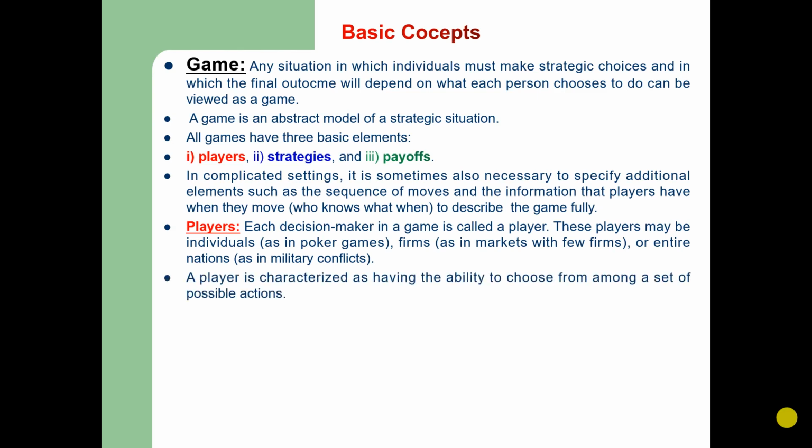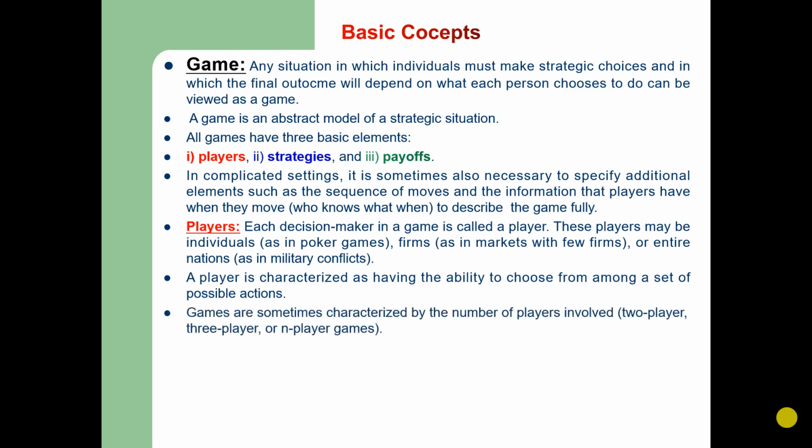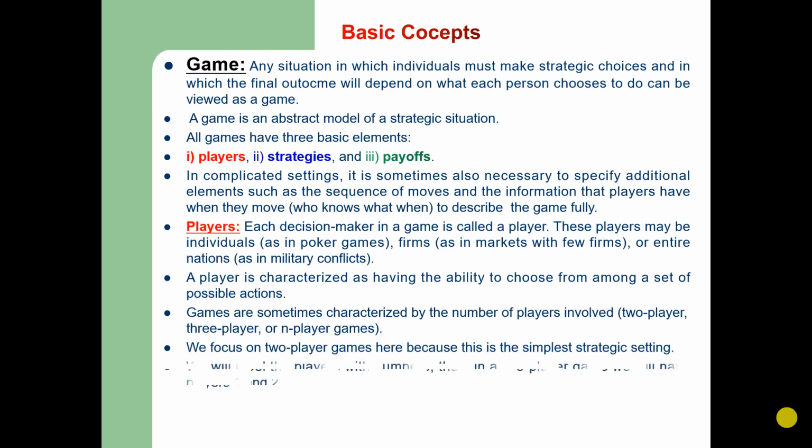A player is characterized as having the ability to choose from among a set of possible actions. There are a number of strategies, and he is expected to follow or pursue a particular strategy. Games are sometimes characterized by the number of players involved. Games may be two-player, they may include three players, or they may be n-player games. Here we focus on two-player games because this is the simplest strategic setting.